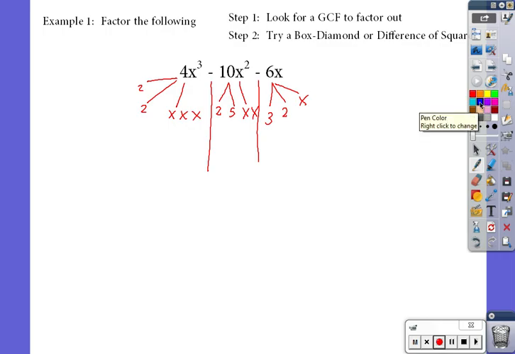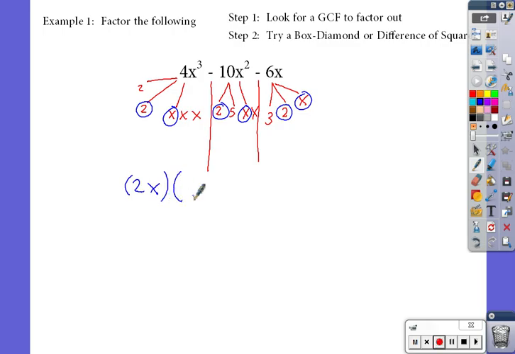I look for any common factors. In this particular case, I have a 2 in each. So I'm going to write that 2 out in front. And I have an x in each. So I'm going to write that x out in front. Then I'm writing my leftovers. So if I go back through here and find my leftovers, it looks like I have a 2 and an x squared. It looks like I have a 5 and an x. And 3. My signs from the original problem stay the same. That's what we were doing before.